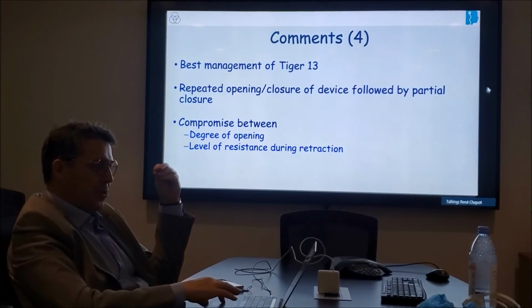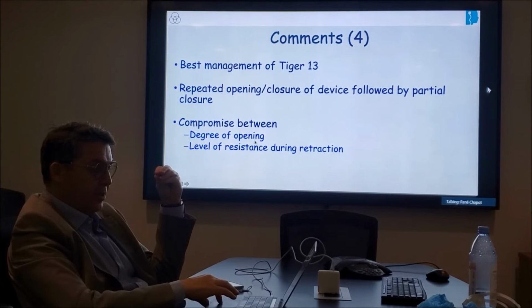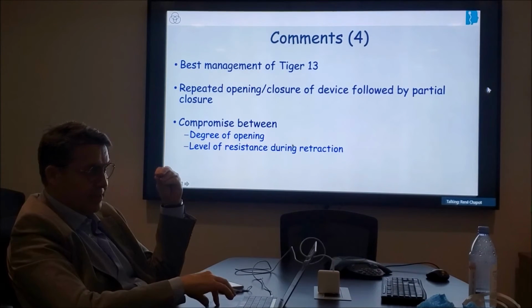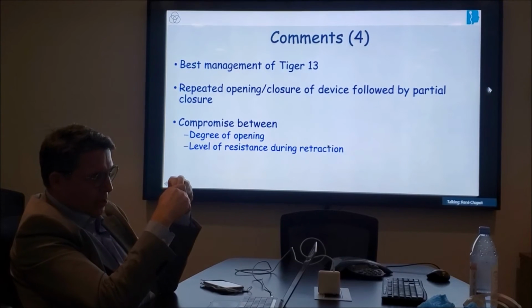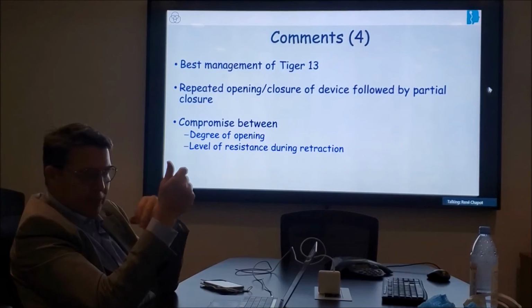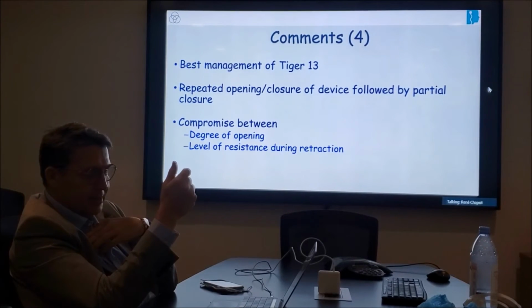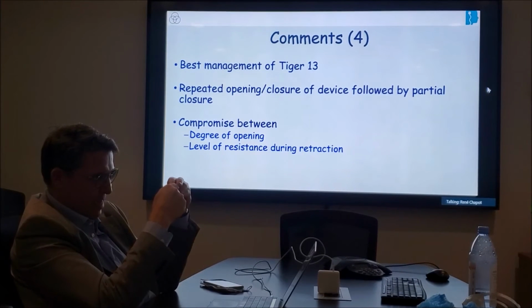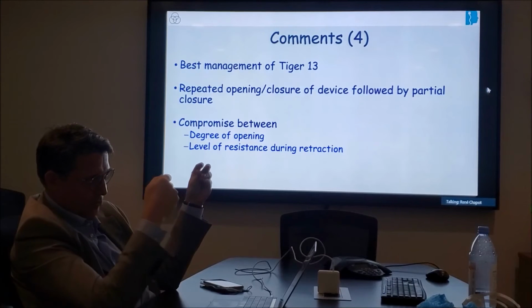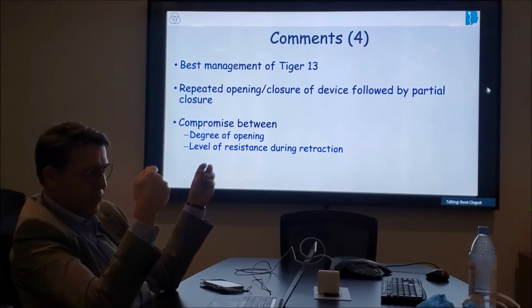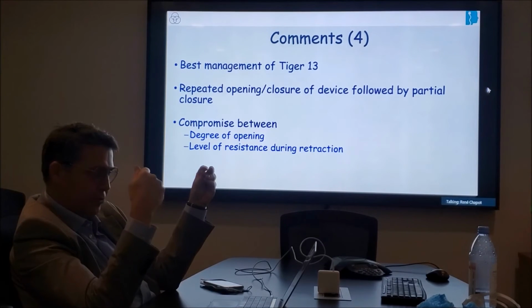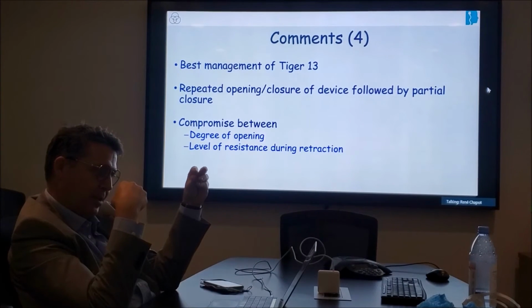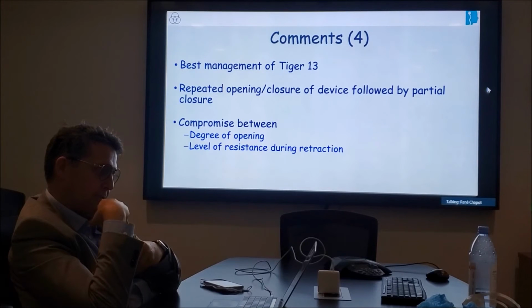Another thing is there's a compromise between the degree of opening and the level of resistance. So usually we open it to the maximum you can see. We count the kicks, 6, 7 or 8. And then if we've got 8, we don't want the system to be maximally expanded, so the friction to take it out is higher. So we reduce it by half, 4 kicks down. We reduce a bit the amount of opening, so it will be easier to take down.